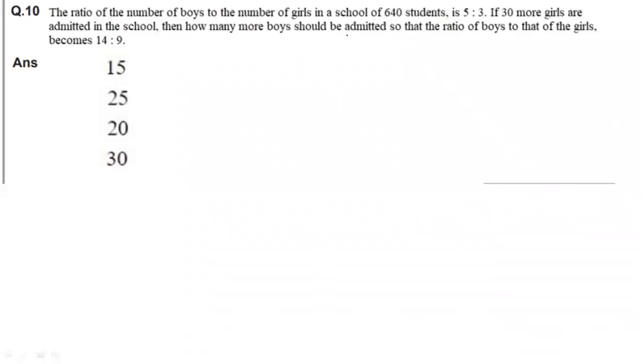The ratio of the number of boys to girls in a school of 640 students is 5:3. 5:3 makes 8 parts, so boys are 400 and girls are 240. 30 more girls are added, so girls become 270. How many boys should be added so that the ratio of boys to girls becomes 14:9?